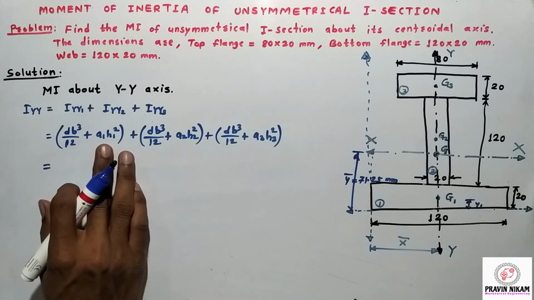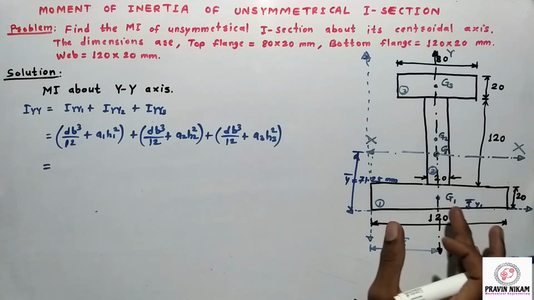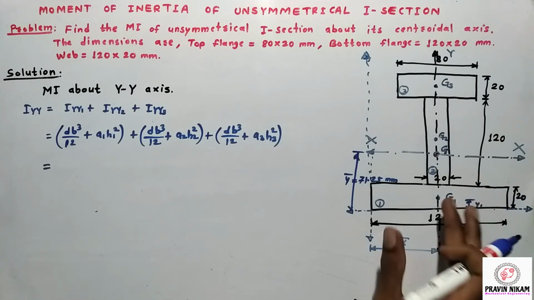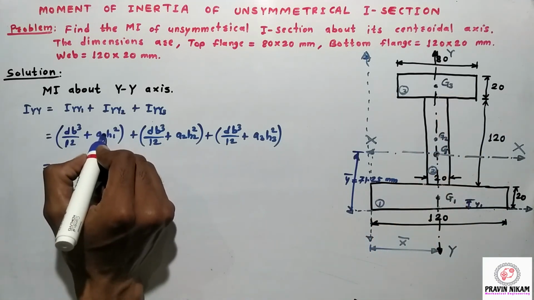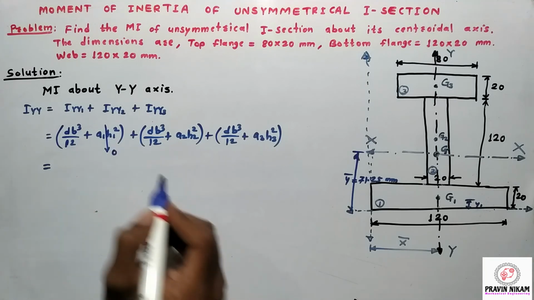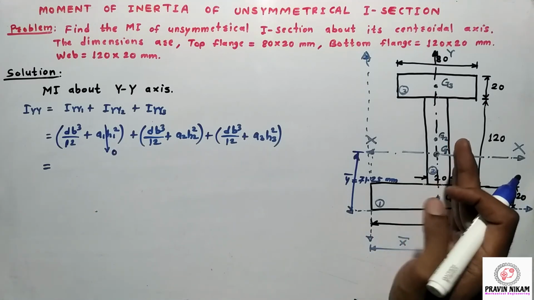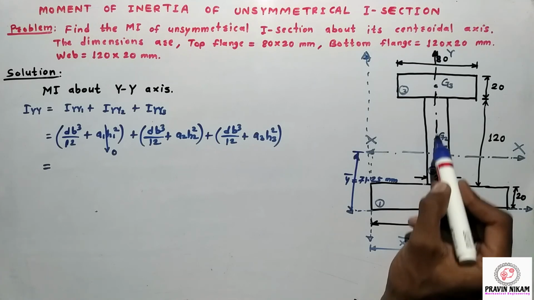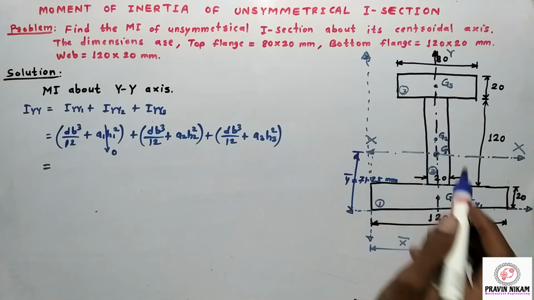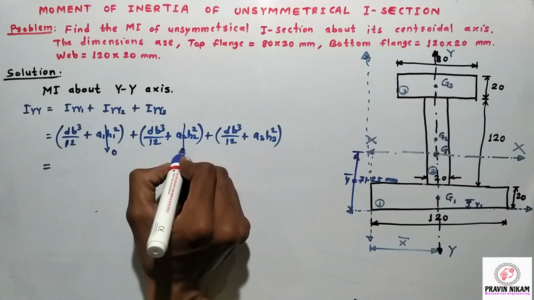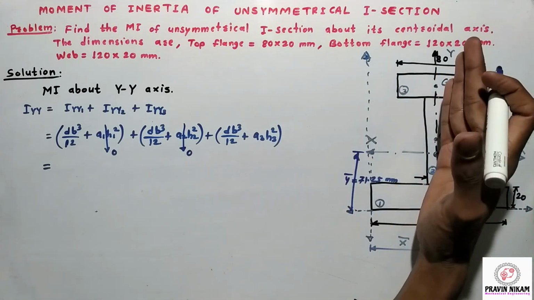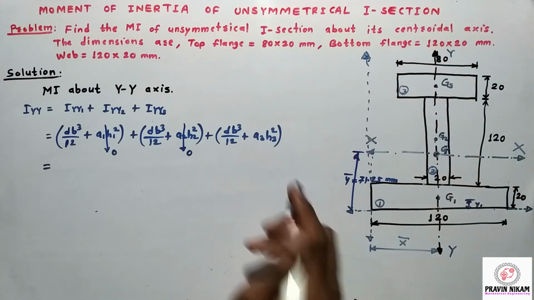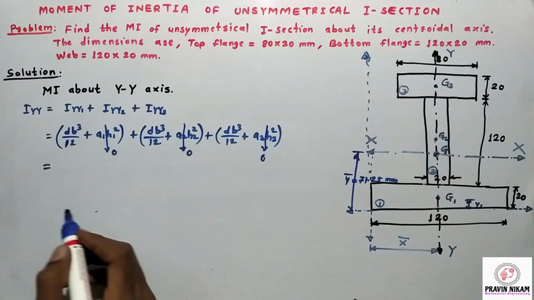Now let's see H1. H1 is the distance between G1 and the vertical reference axis. Both are on the same axis, therefore H1 is 0, so this term becomes 0. Now H2 is the distance between G2 and the vertical reference axis. Both are on the same axis, so this term is also 0. Now H3 means the distance between G3 and the vertical reference axis, so this term will also be 0.